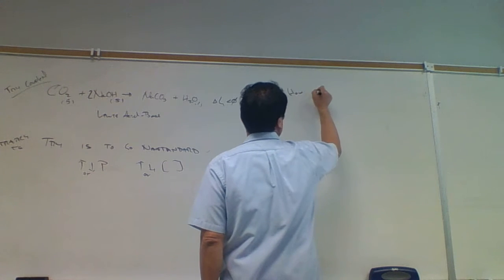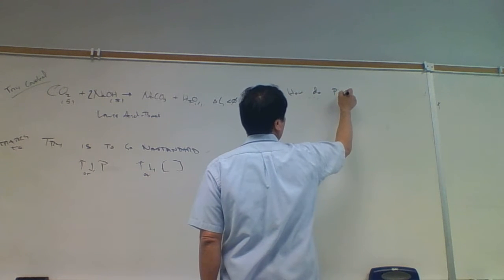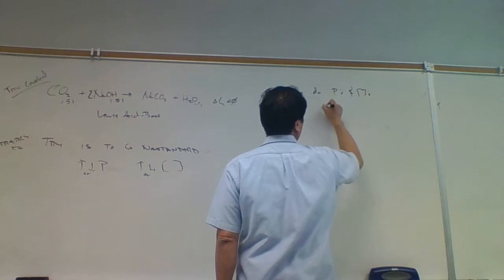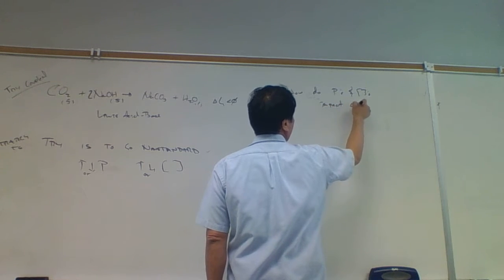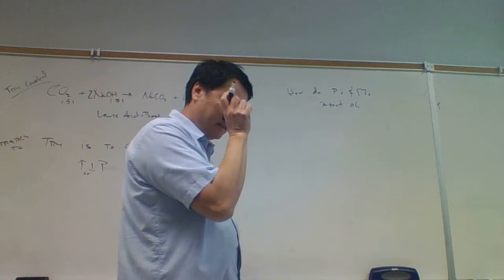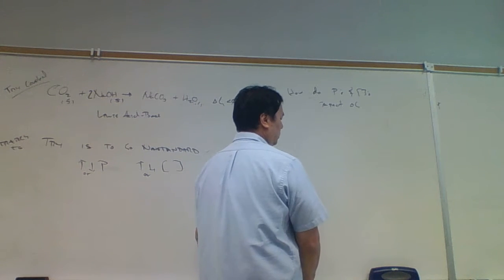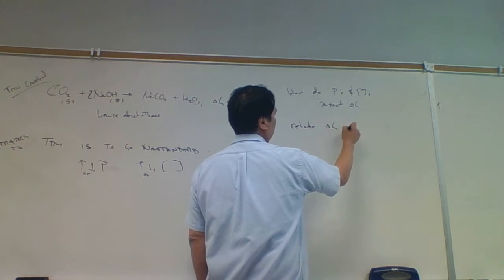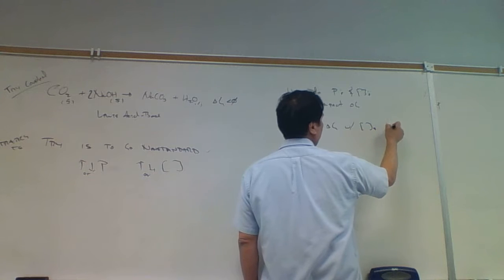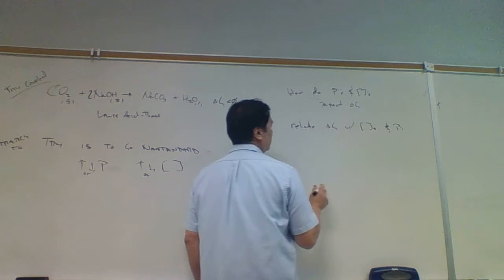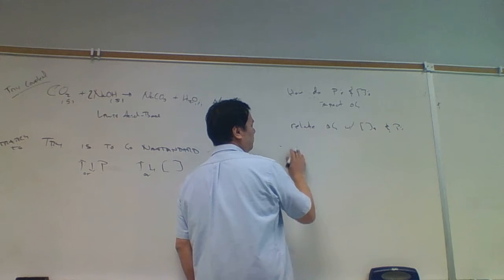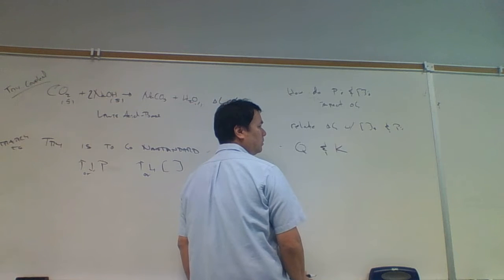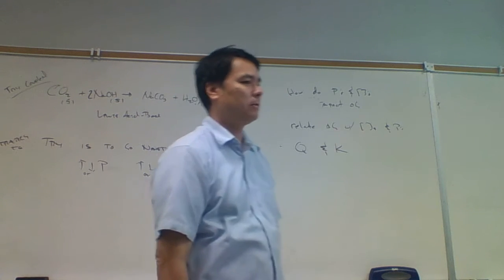So how do pressures and concentrations impact delta G? And so what we need to do is relate delta G and concentrations and pressures. The way we're going to do that is by using Q and K. Q is called the reaction quotient, K is called the equilibrium constant.